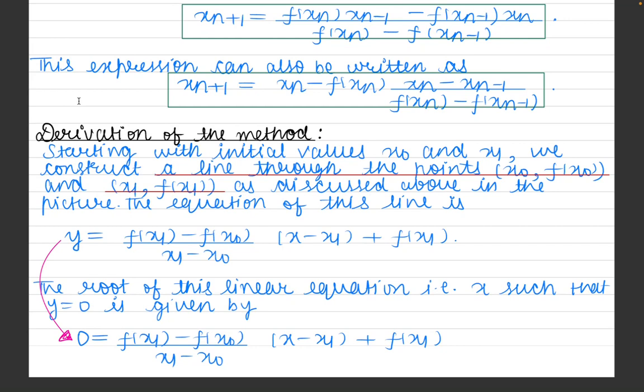So the equation of this line is y equal to f of x1 minus f of x0 over x1 minus x0, times x minus x1, plus f of x1. This is the line that passes through x0 comma f of x0. Yes, so this is the line.